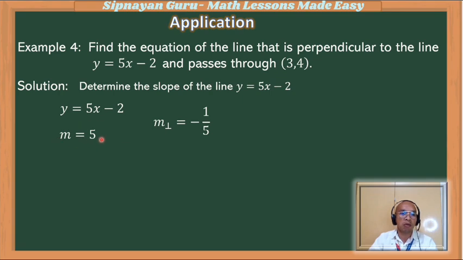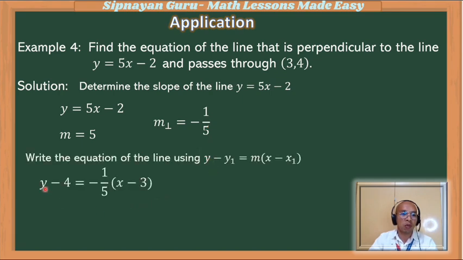So the negative reciprocal of 5 is negative 1 over 5. Using the point slope form formula, substitute: y minus 4, our y sub 1, is equal to the slope, which is negative 1 over 5, times x minus our x sub 1, which is 3. We'll get rid of the fraction by multiplying the whole equation by the LCD, which is 5. So this is y minus 4 times 5.